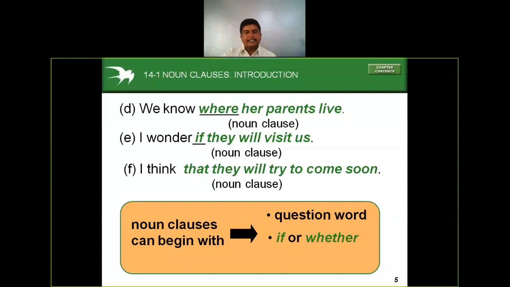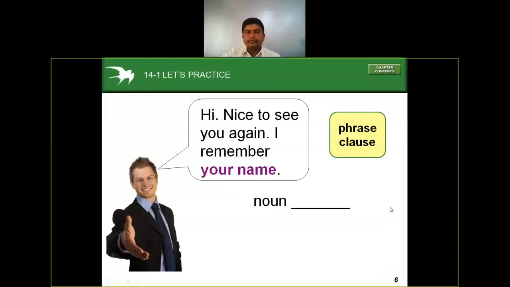Am I right? Yes. I think that they will try to come soon. It's a noun clause. The third rule of noun clauses is that they can also begin with the conjunction "that". Look at the underlined word here. Look at the cursor. I think that they will try to come soon. Do you understand? Yes.